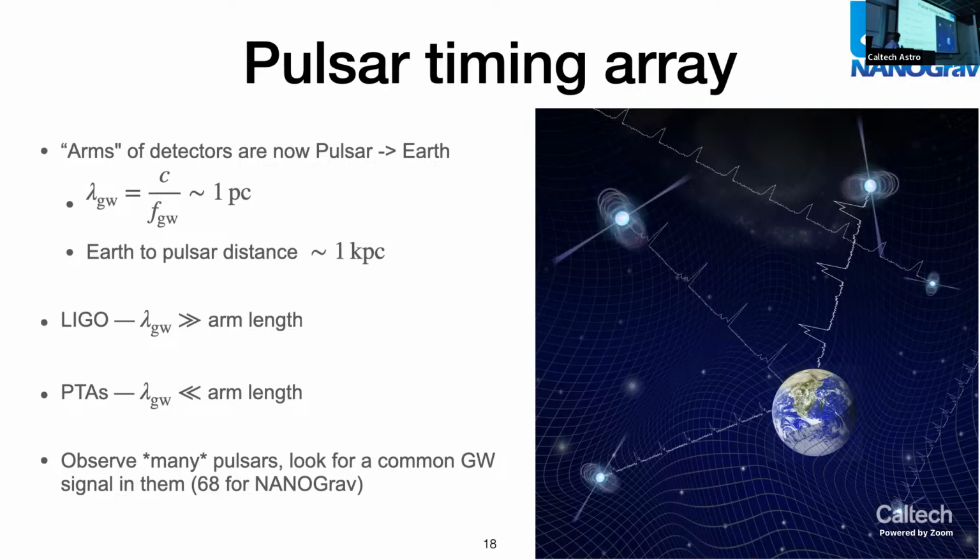But we end up observing many pulsars, as I said, 68 for NANOGrav, and we look for a common gravitational wave signal in them. So the intrinsic red noise would be for an individual pulsar, but the gravitational wave piece should be correlated across lots of pulsars.